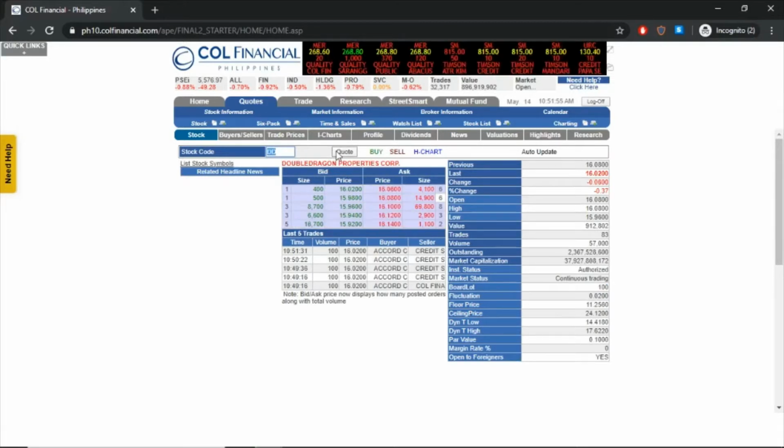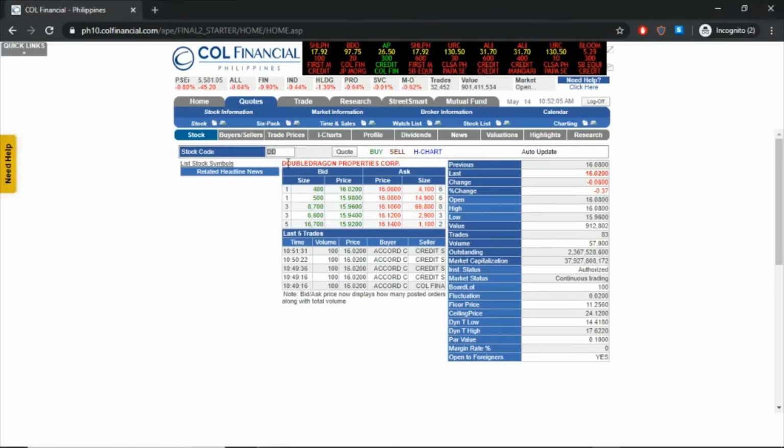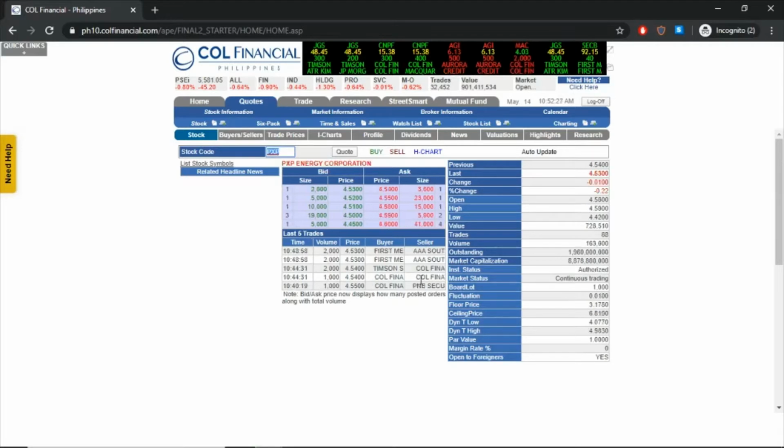Let's look at DD. Here we have Double Dragon Properties Corporation, and you would see that the board lot is 100. Its required board lot is 100. If I go to, let's say SMPH, SM Prime Holdings, their board lot is also 100. Let's look for PXP. Okay, so the board lot is 1,000.